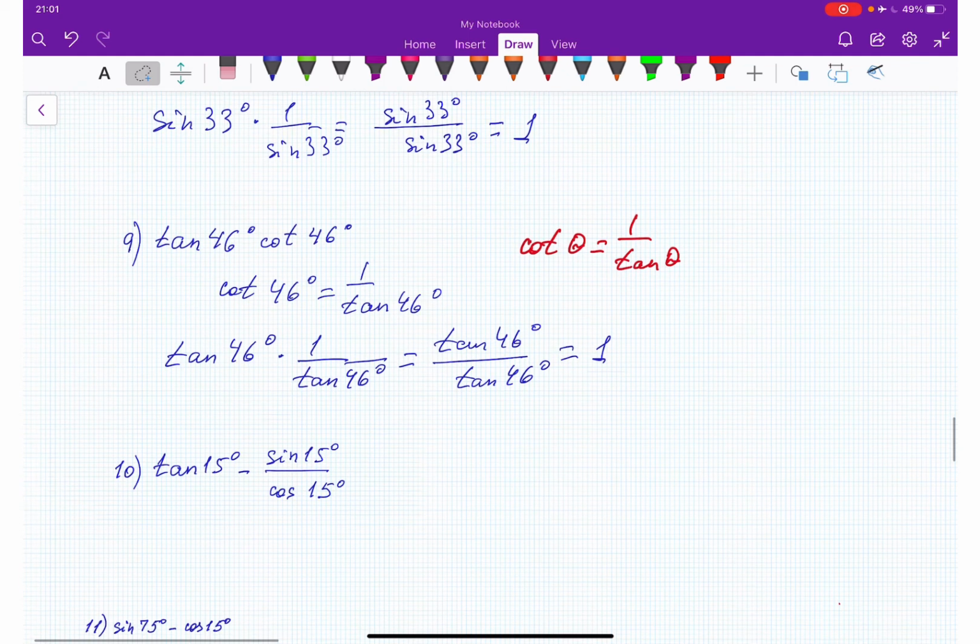Tangent 15 degrees minus sine over cosine 15 degrees. Pay attention. We can do all this manipulation because the degree is the same. If the degree were different, we would have a completely different story. Okay?